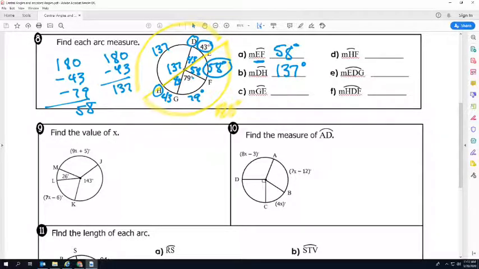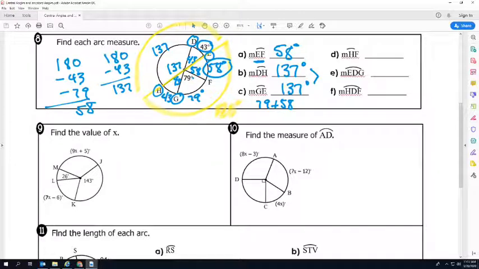The measure of arc GE, that's going to be starting here at G and going over here to E. Again, it's got to be the shortest distance between those two because I only named it using two letters. So the answer to that will be 79 plus 58, which is going to be 137. And if you'll notice, these two are the same, and that's because those are vertical angles, if you just kind of look at that in that picture.